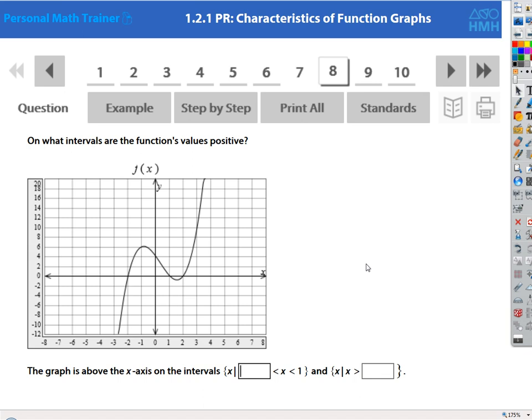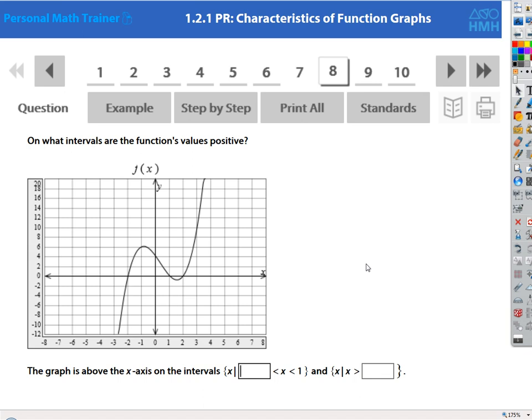Where is the function going to be positive? What do we look for on the graph? When we talk about the function, we're talking about f of x, right? And f of x is a fancy name for y, right? So we're talking about y values. So when we want to know where the function's values are positive, we're really just asking where the y values are positive. And where is that? Anywhere above the x-axis, yeah.